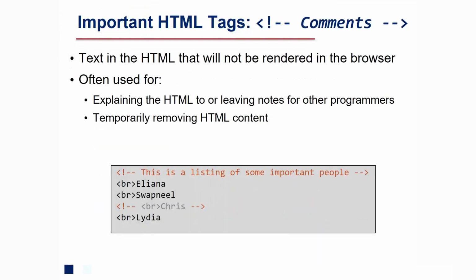Last, within our HTML, we can also have comments. Comments are things that are not rendered in the browser, but are perhaps notes to ourselves or to other people who are viewing our HTML, or we can temporarily remove parts of the HTML. In this part, we're listing people's names, but this particular name here is commented out. It would not appear when it's rendered in the browser.